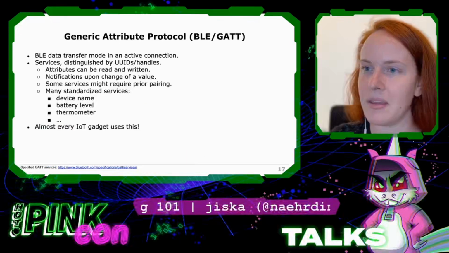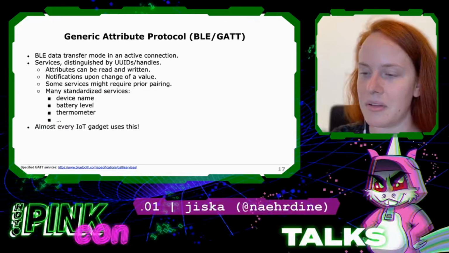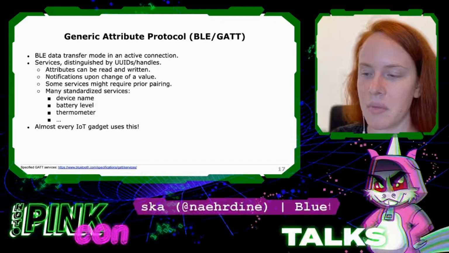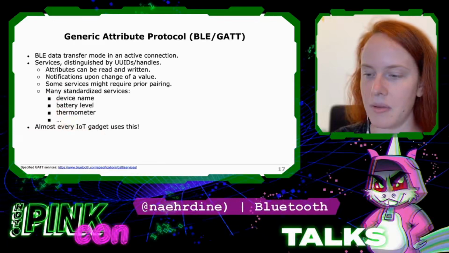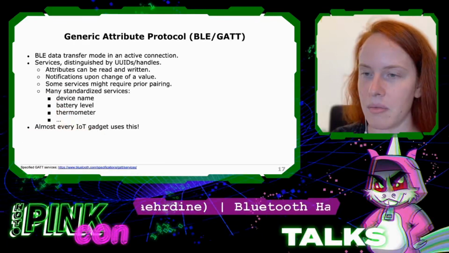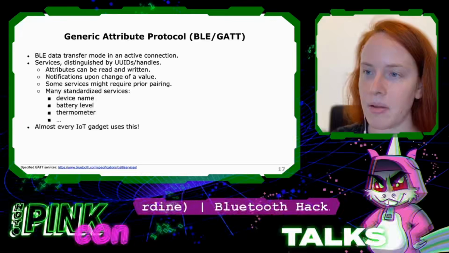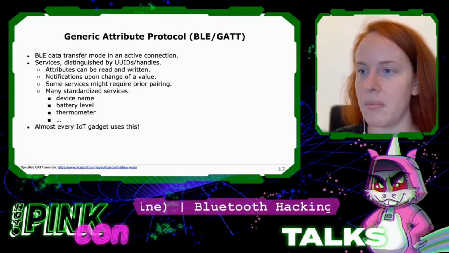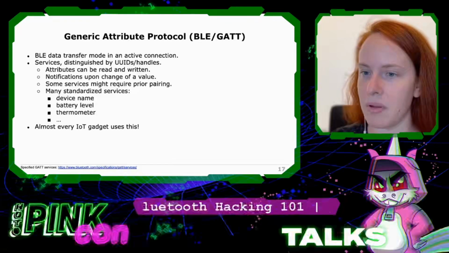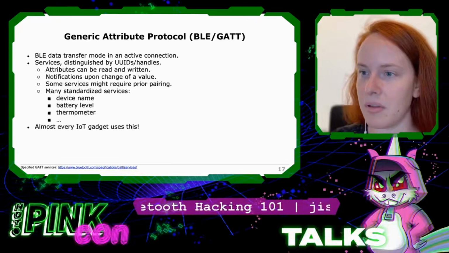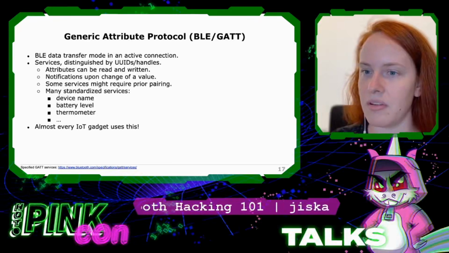In Bluetooth LE, you will always see the so-called Generic Attribute Protocol, so GATT, and BLE GATT is just some kind of data transfer mode for an active connection, and it has services, and within those services are attributes you can read and write. I mean, they might also be restricted, so maybe you can only read them, and maybe they require prior pairing, and you can even subscribe to notifications. So for example, you could just subscribe to a thermometer, and then each time the temperature changes, you would get a new notification instead of polling each time.